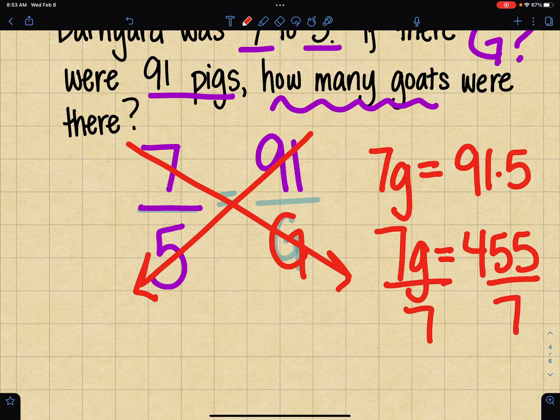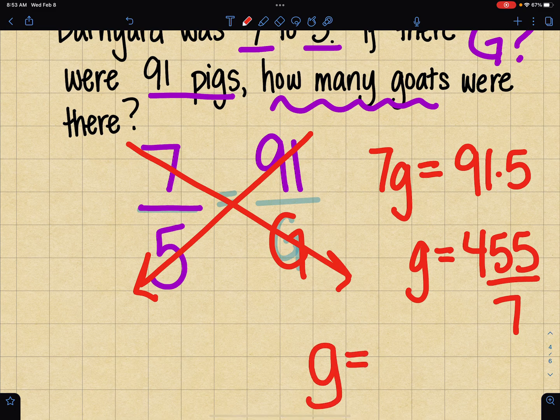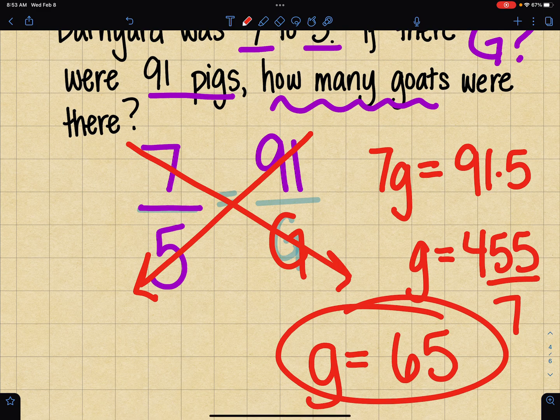Now it's just an easy algebra problem, right? And so G is equal to 455 divided by 7. But that's not a number of goats. Let's actually do the math on that. There are 65 goats when you plug that into your calculator.